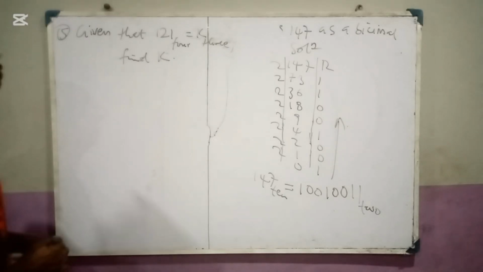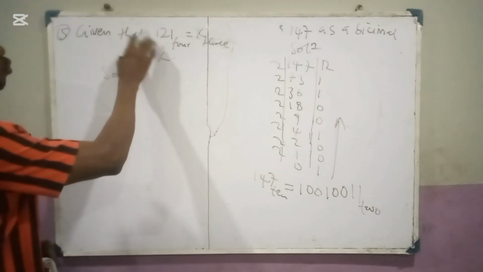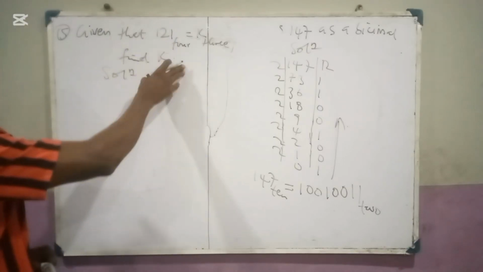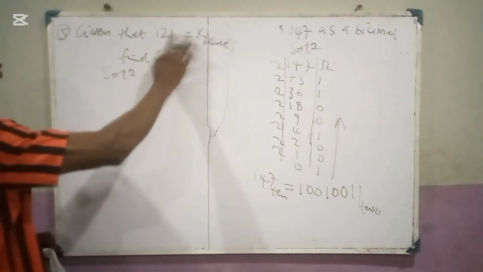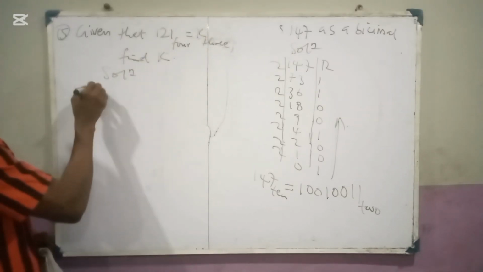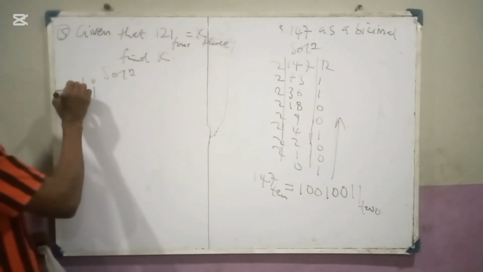Right, question 5. All right, solution. We are given that 101 in base 4 is equal to k in base 3. How do you find k? Convert everything you have here to base 10. The same process.